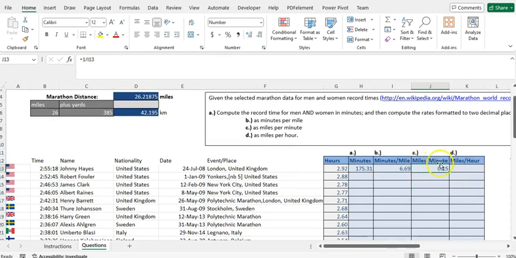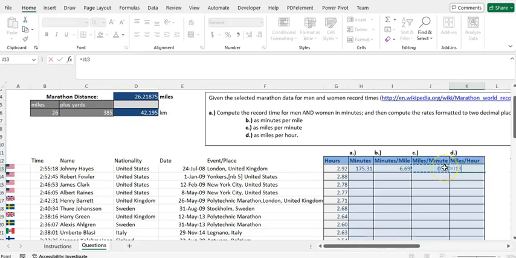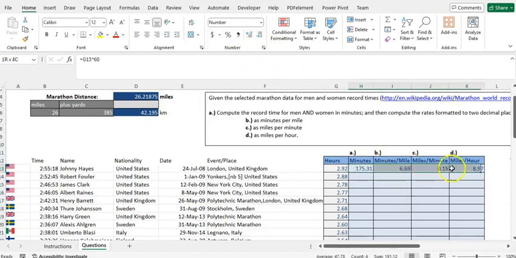Now we have miles per minute, and I need miles per hour. Well, remember there's 60 minutes in an hour, so all I have to do is take this ratio, this answer, and multiply it by 60, and now I have how many miles per hour this person was able to travel. Again, a number with 2 decimal places. So these formulas can be dragged down.